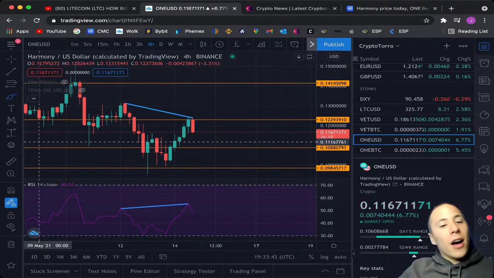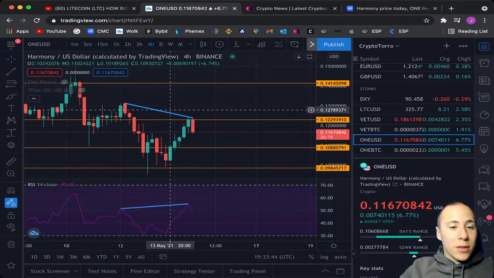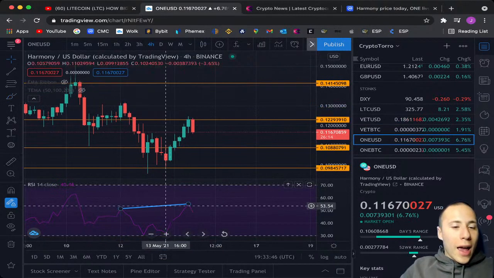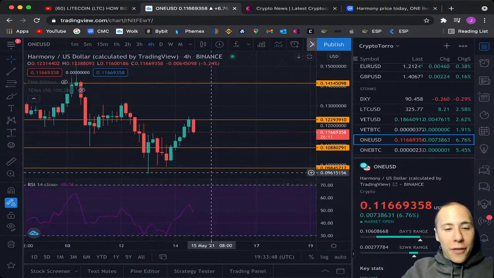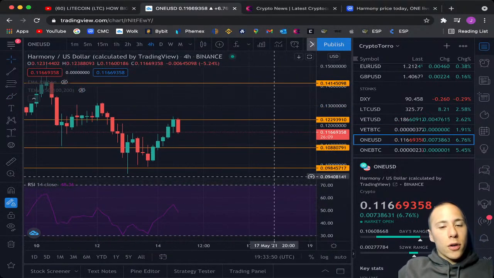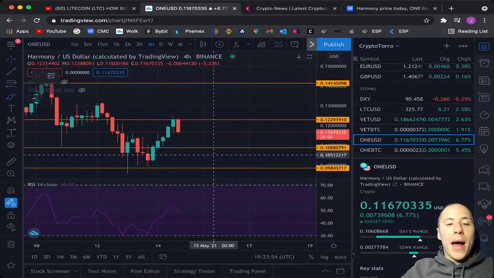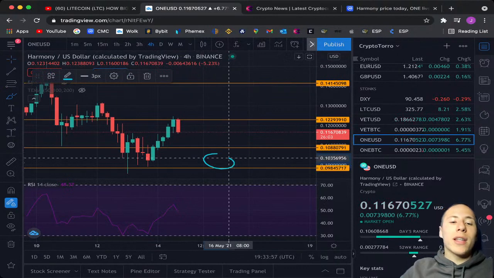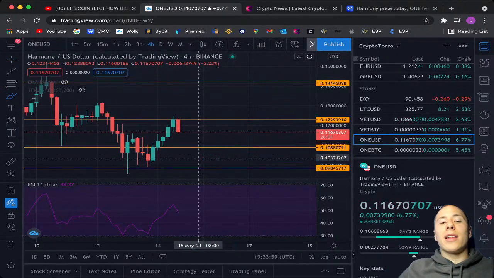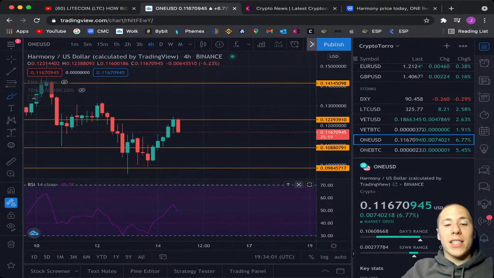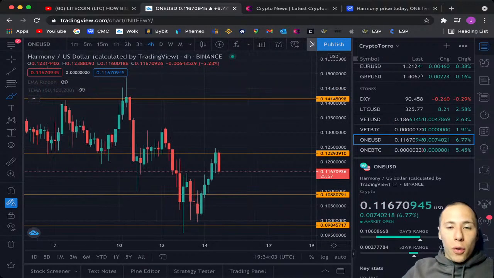So right now for Harmony, my personal opinion is you have to be careful, and if you already have a lot of Harmony in your portfolio, I think this will be a great opportunity if we see Harmony once again going back towards the 0.098 level to accumulate even more Harmony at cheaper prices before it will go further up.